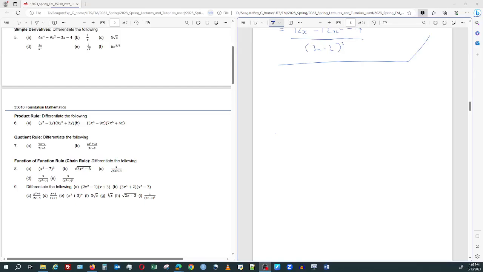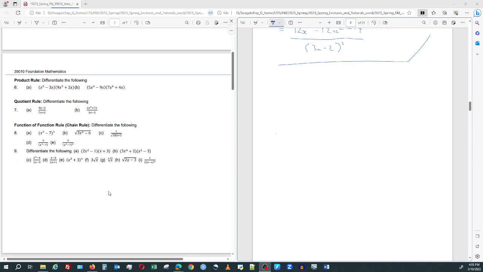Okay, welcome back. We're looking at the function of a function rule. So we've got question 8. These are the ones that we want to get excited about. Part A, d dx please, of (x squared minus 7)^3. I'm going to do these this way.